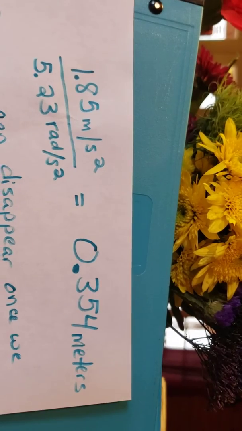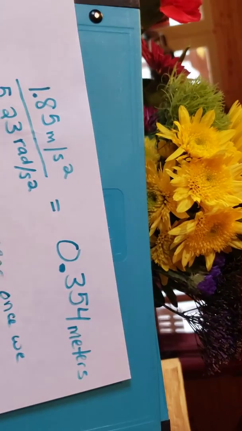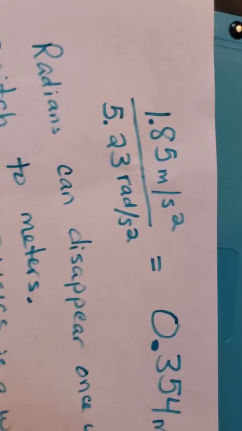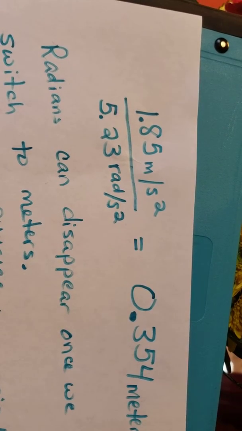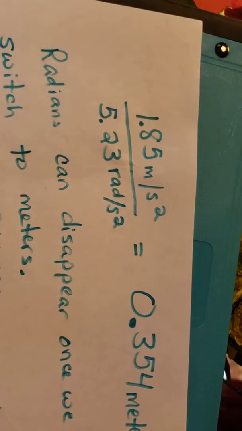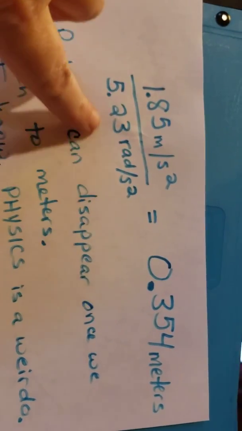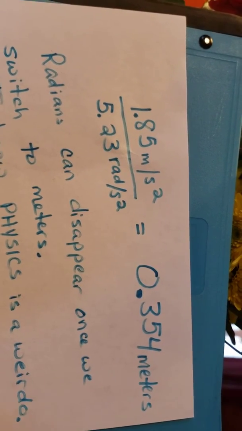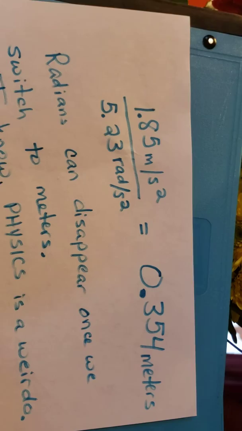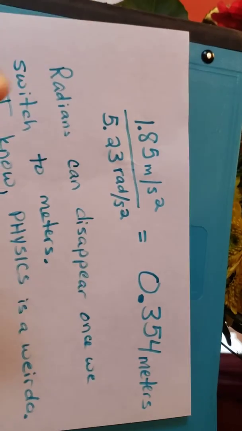Now you're probably looking at that thinking, wait a minute. What just happened to the radians? Well, the seconds squared, I'm sure you can see that they cancel out. Meters, though, well, radians can just disappear once we switch to meters. I will say that again. Radians can just disappear once we switch to meters. I know physics is a weirdo, but it's true. Radians, and I think I mentioned this a while back, can just kind of come and go. They're not like a hard unit that always has to be canceled out. It is one that can kind of come and go.